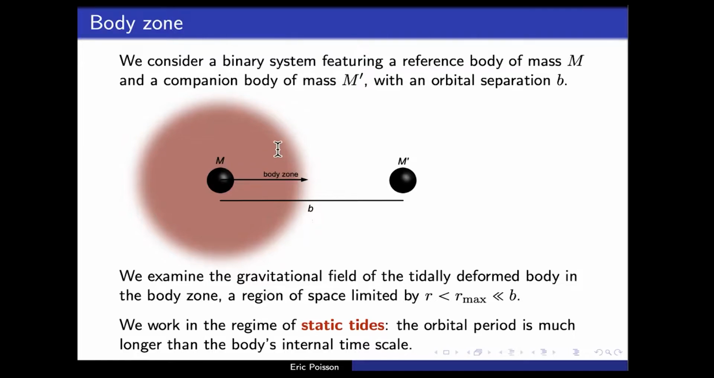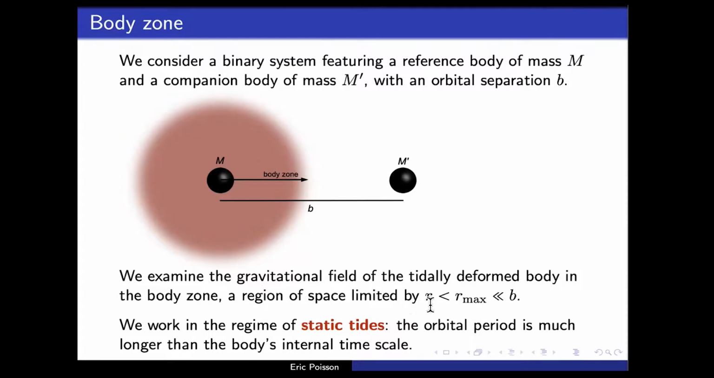The idea is that I want to introduce a language where I can describe the tidal field in very generic terms as a Taylor expansion in powers of the small radius in that region over here, divided by the orbital separation B. The body zone is that neighborhood. So when I talk about the deformation of the gravitational field, I'm really talking about a description of the gravitational field that's limited to the body zone. And that's an idea that's very important for what follows.